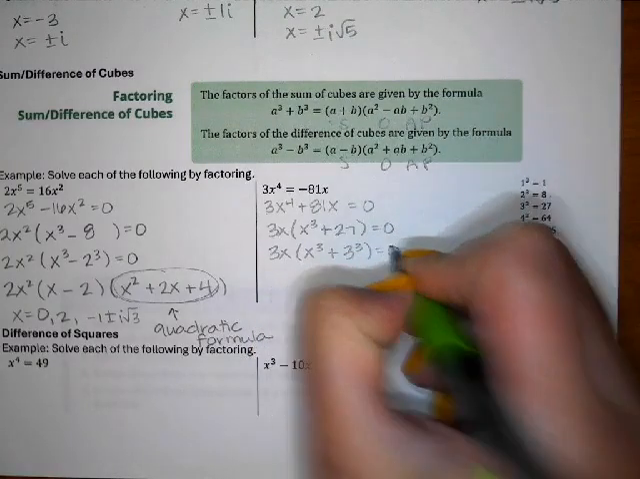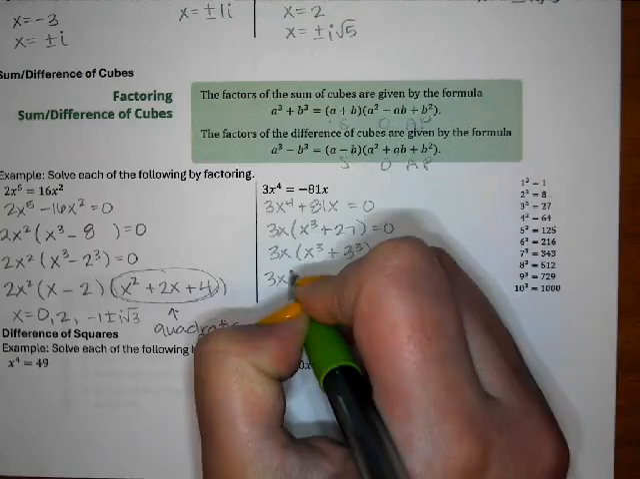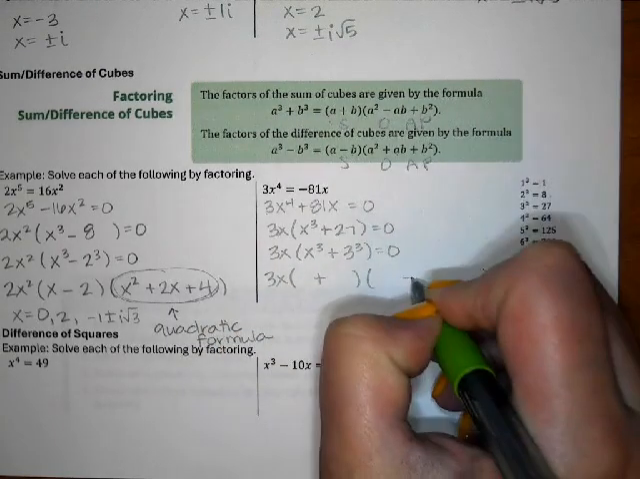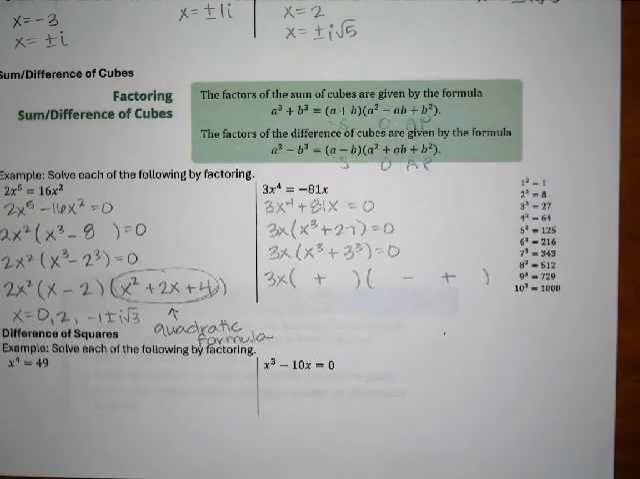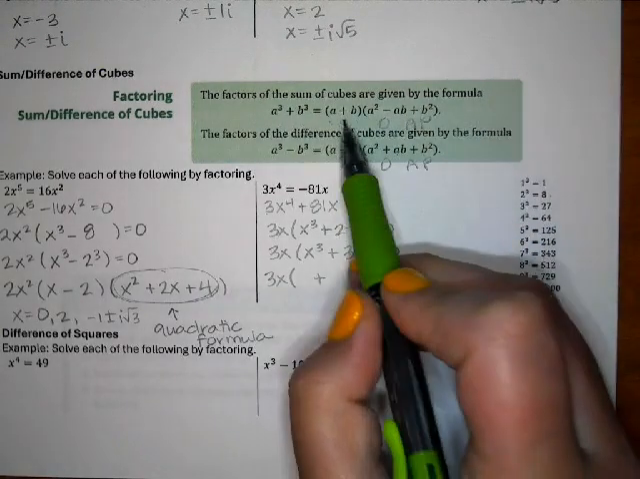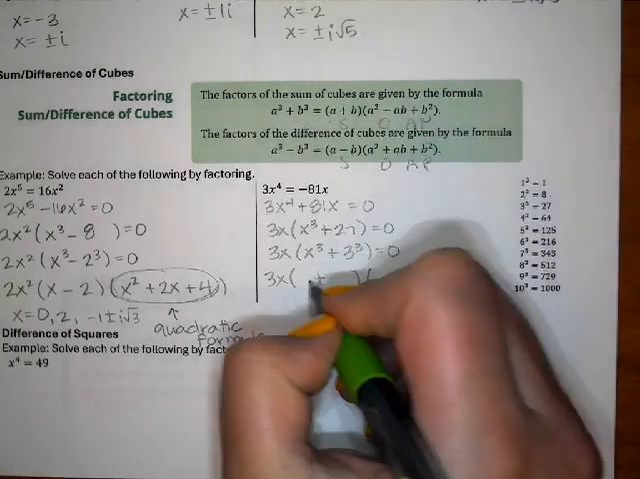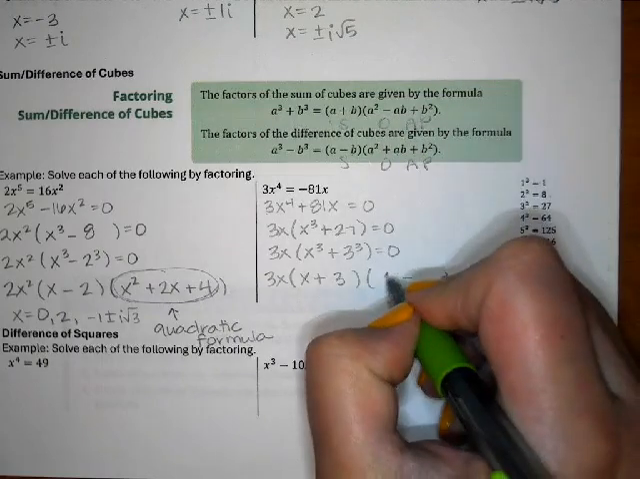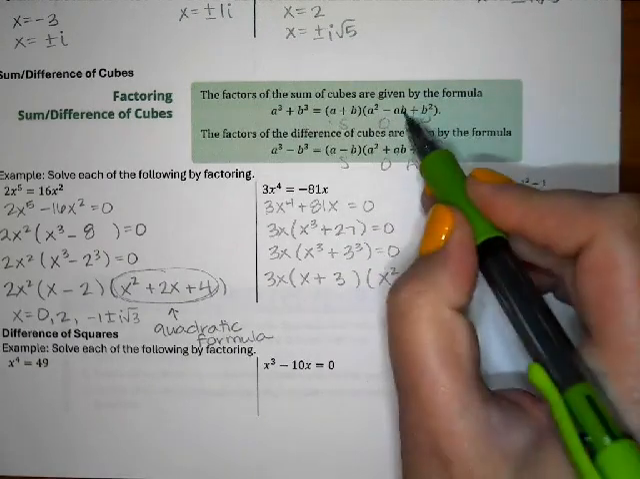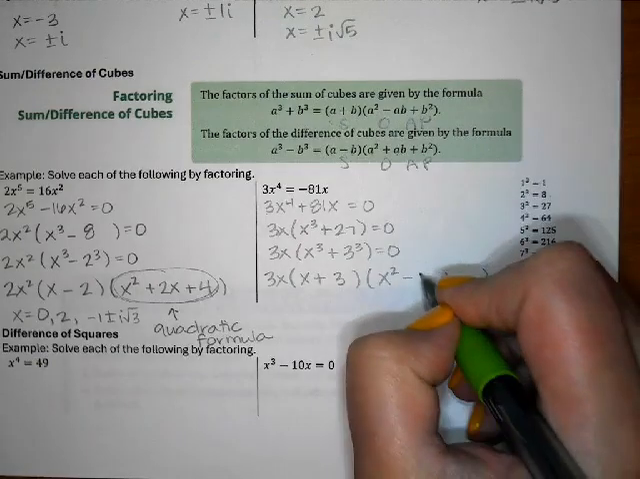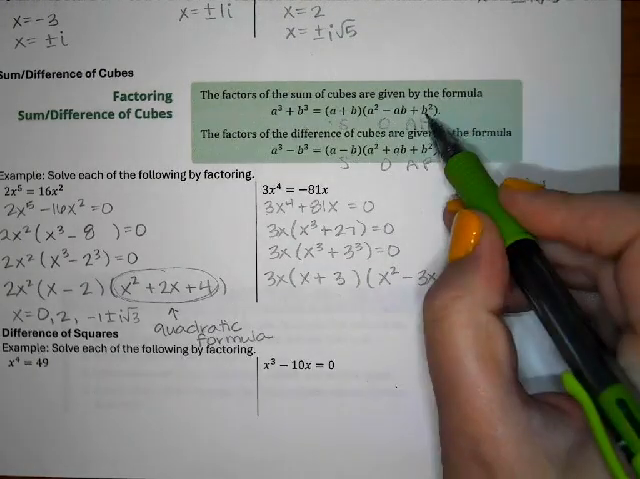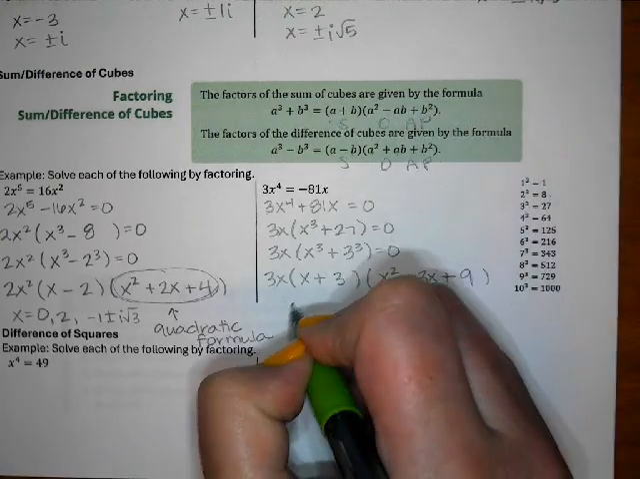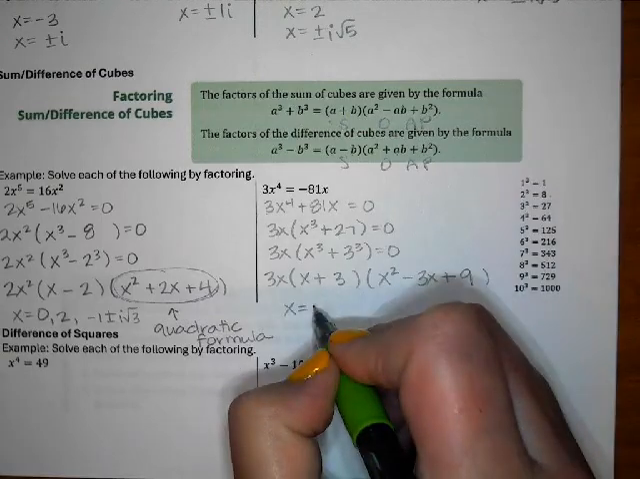So for my factors, I'm going to have same sign, opposite sign, always positive. And the pattern here is to do the a value and the b value. So x and 3. A times itself, so x times itself. A times b, x times 3. And then b times itself. 3 times 3 is 9.